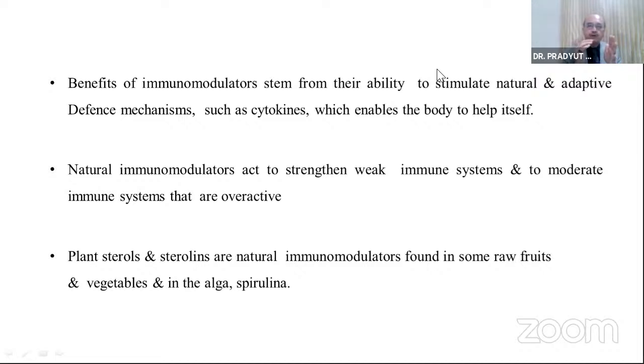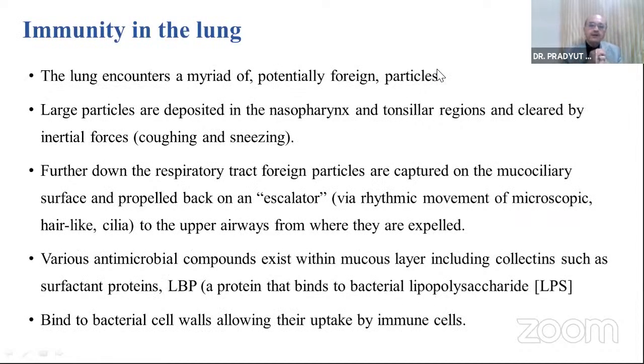Now, natural immunomodulators act to strengthen immune systems which are weak and to moderate immune systems which are overactive. Okay, so they act both ways. They can increase the immune system, and if the immune system is hyperactive, they can also reduce it and bring it to the normal level. Examples of immunomodulators are plant sterols and sterolins, which are found commonly in raw fruits, green vegetables, and certain algae and spirulina.